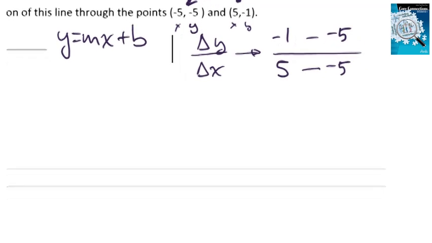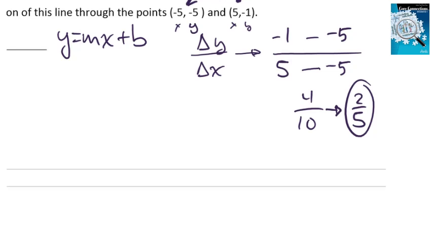Now, in my numerator, that's -1 minus a -5, or -1 plus 5. I'm left with a +4, so the numerator is equal to 4. And the denominator, 5 minus -5, is actually 5 plus 5, or 10. So if I simplify my slope, I see that it's 2/5. So we have a slope of 2/5. That's one of our parameters. It's m, it's the slope.